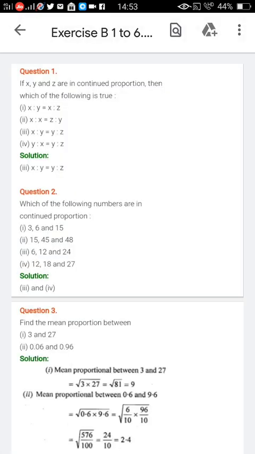So based on this topic, we can see the examples on the continued proportional. See now, I have taken the one example. See the first example, x, y, z are in continued proportion. Then which of the following is true? So see now, where the middle term is repeated, in question 1 having the 4 sub problems.